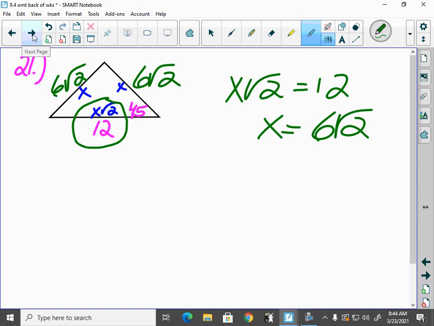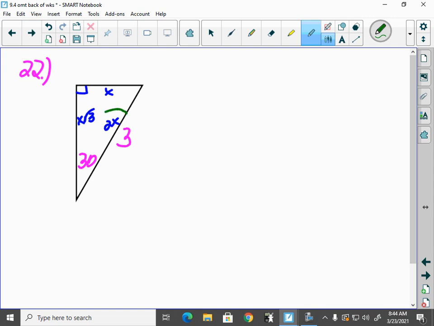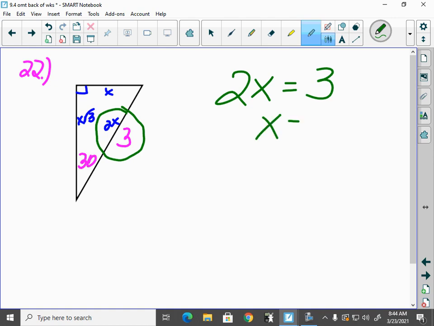3, 2, 1. Okay. Oh no, it's going to be a decimal. Big whoop. 2x is 3. So that means that 1x is 1.5. So that goes here. And then it goes there with a square root of 3.